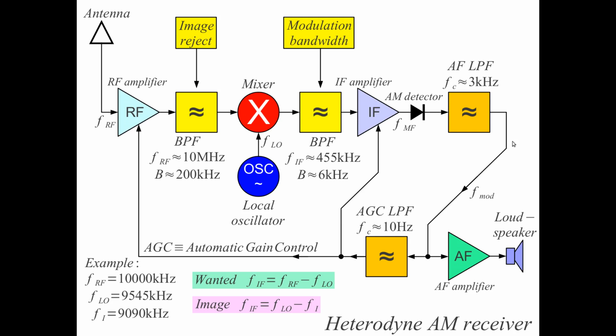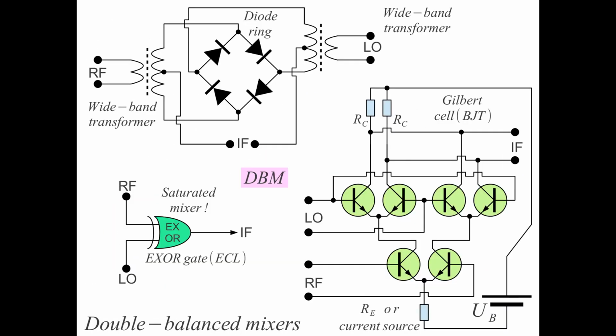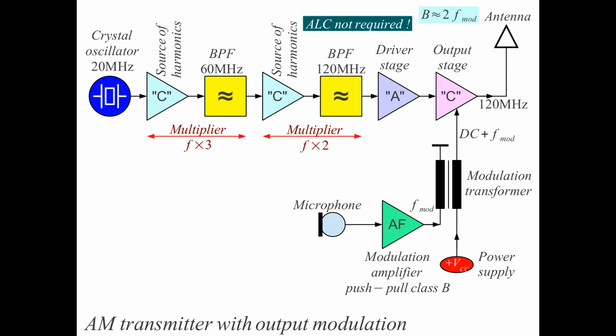But AM was being used for many years for radio broadcast, is still being used in civilian aircraft communication, and is still being used in several other applications. So that's it for this hour, and next hour we are going to look at more complicated modulation schemes.